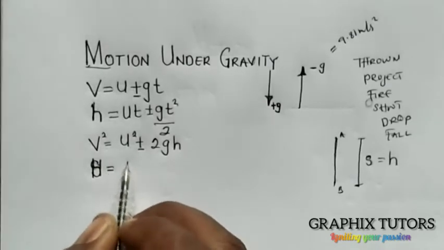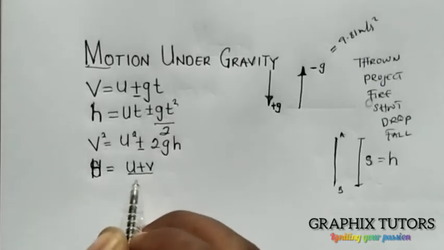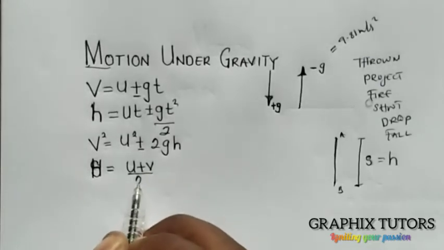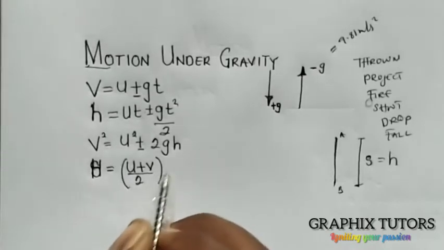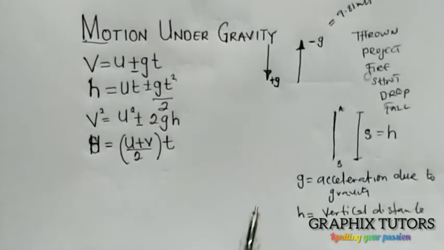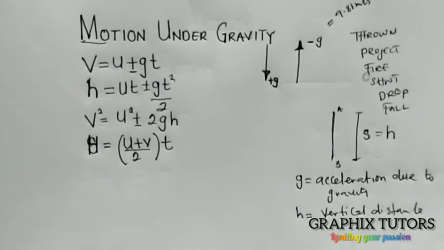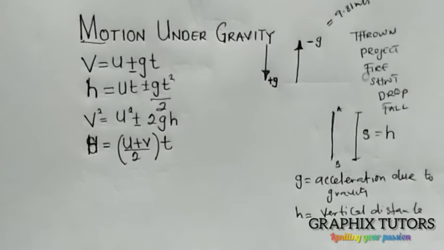u plus v all over 2, then multiplied by time. So I can put it that way. So where g is associated to gravity, h is called the vertical distance. Are we together now? So let's take an example and see how we can implement this.